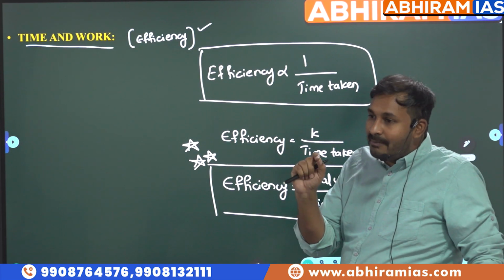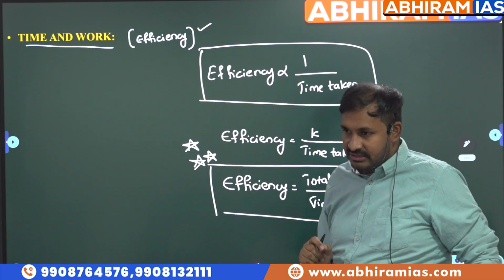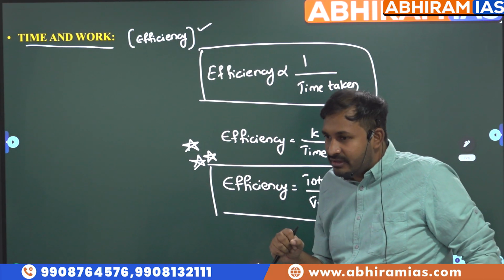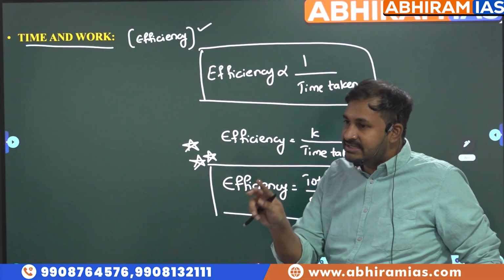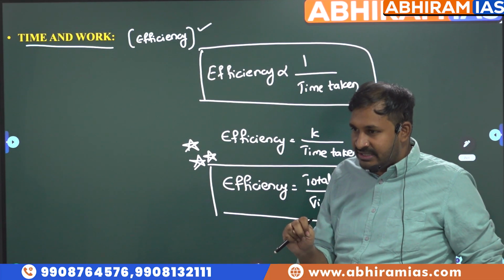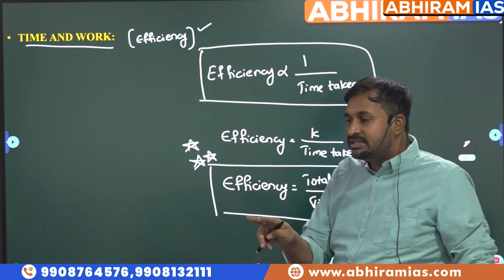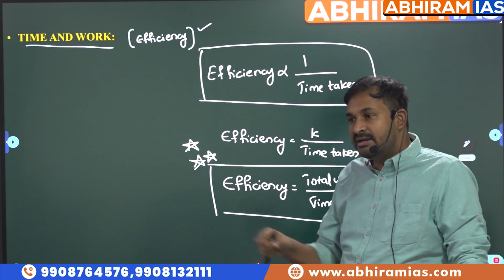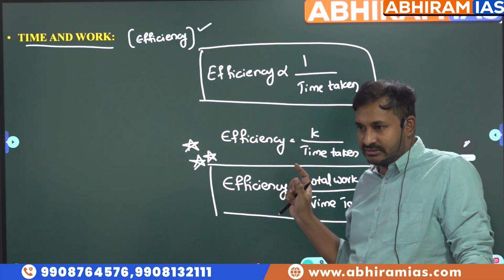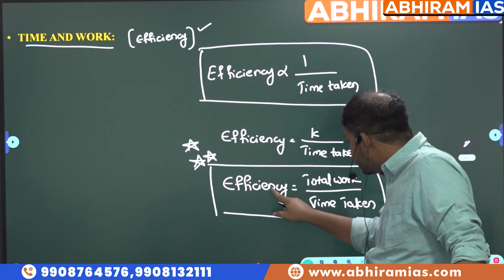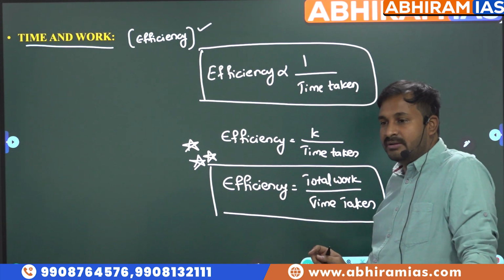Now to compare the efficiencies of two persons, should I give them the same work or different work? Same work. Only if we give both the same work can we compare their efficiency. If we give different work, can we compare? We cannot do that. So in this entire process total work will be constant. So that is the reason efficiency is equal to total work by time taken.